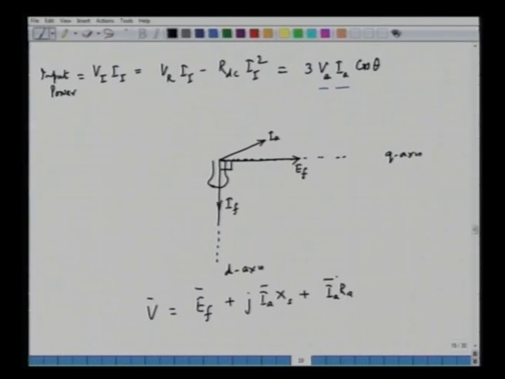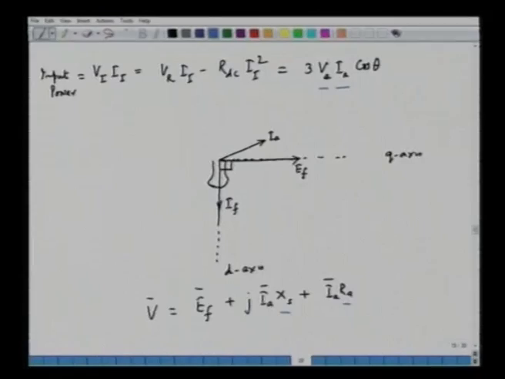This is a phasor equation, a steady state phasor equation. We have ignored saliency for simplicity. The synchronous reactance is XS, the armature resistance is RA, and IA is the current phasor, a phasor quantity in the steady state condition. So, this is the equation of a motor, and we can translate this equation into a phasor diagram.